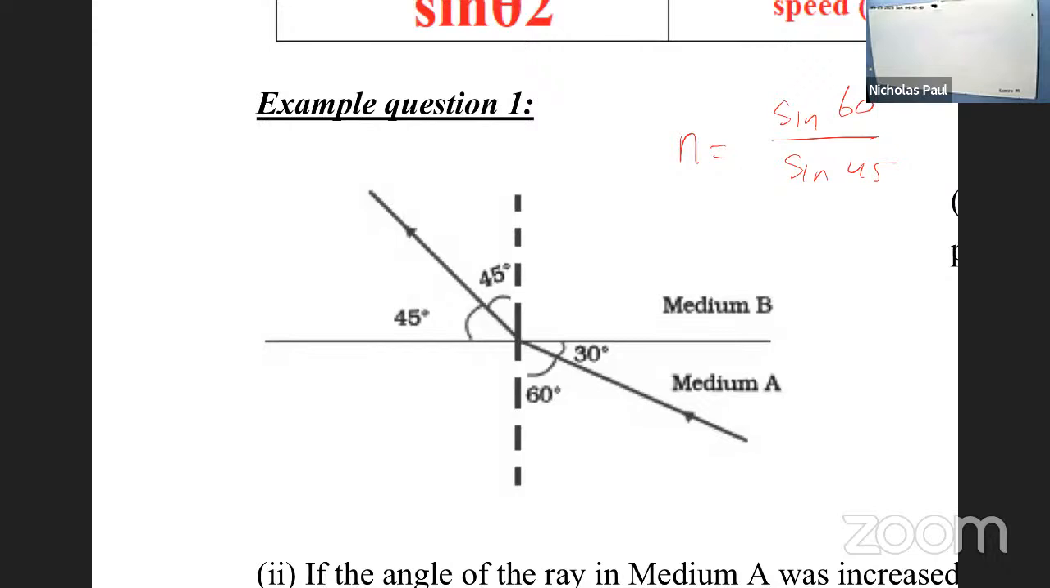Correct. So the refractive index is 1.22. But how do we write it? It's the refractive index of what? Of medium B with respect to medium A. Okay? The refractive index of medium B with respect to A.